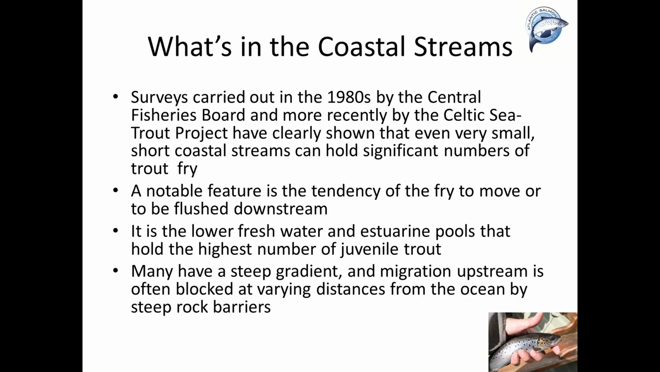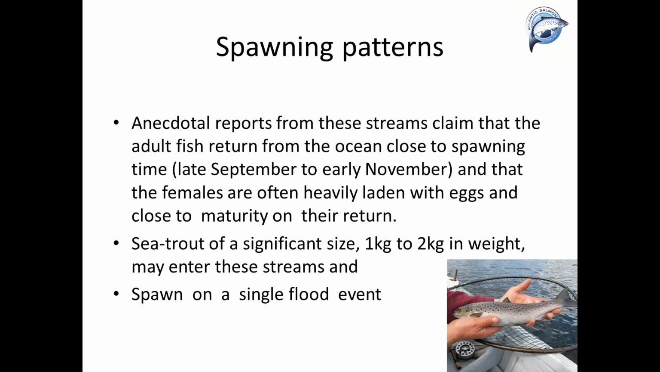Very often these little streams have a steep gradient, and the migration upstream is often blocked at varying distances from the ocean by steep rock barriers. And the little stream that I showed you in Bangor in County Down a little earlier, that's exactly what's in place above those houses. There's a rock barrier and there's nothing above that particular location in terms of migratory fish. There may very well be small resident trout, which biologically may be important, but that's for another day.